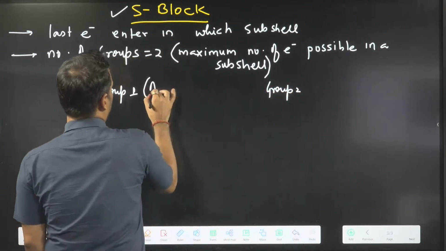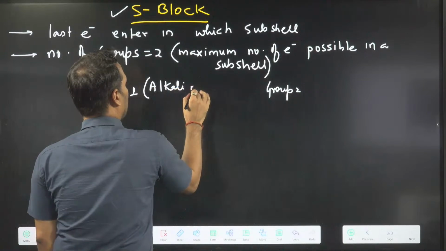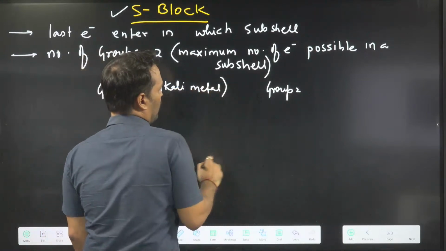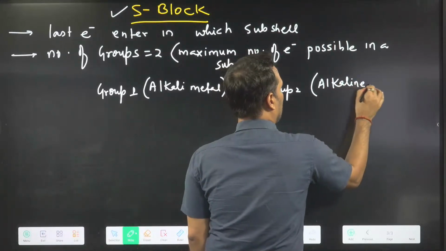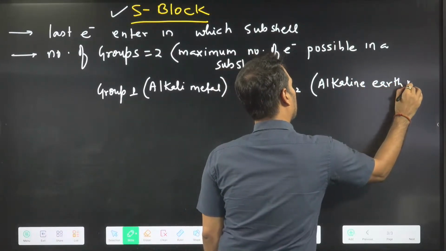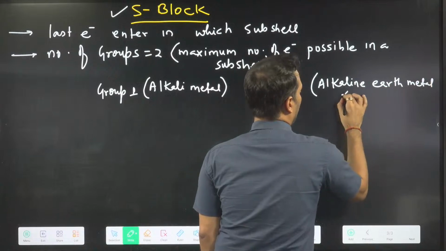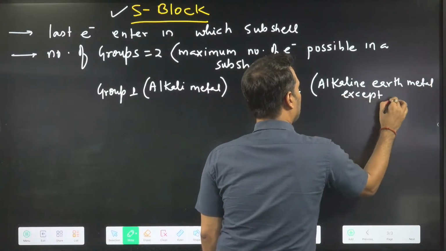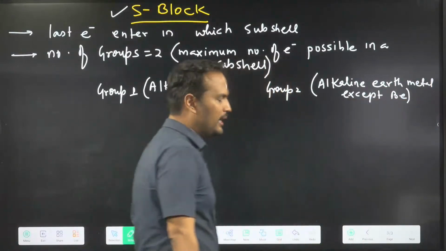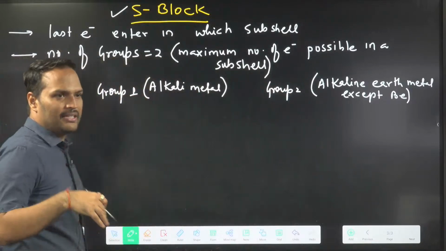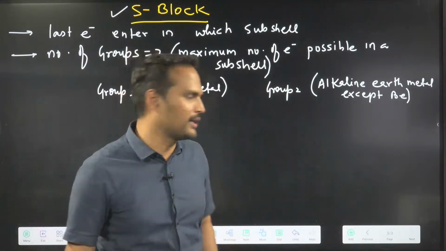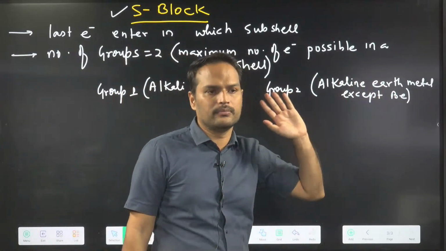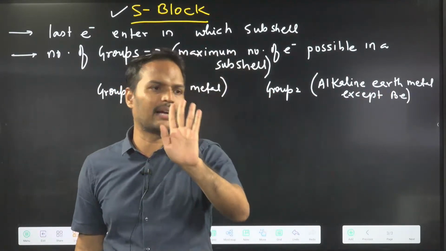Group 1 is also known as alkali metals. Group 2 is also known as alkaline earth metals, except what they are saying? Except beryllium. Now whenever they ask you a direct question, which of the following is not an alkaline earth metal, then our answer is beryllium. Its significance is till that point only.